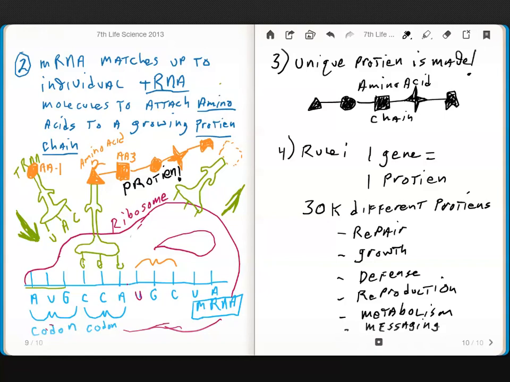Okay. Proteins are super important in every living creature on Earth. And genetics is really about the production of proteins. How are proteins built and what do they do? Okay? All right.